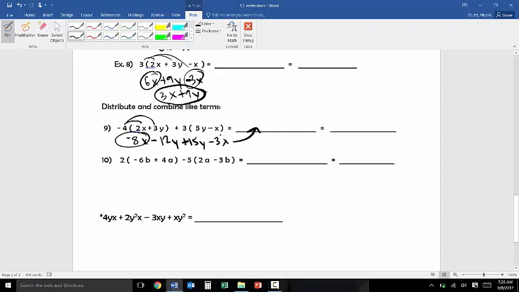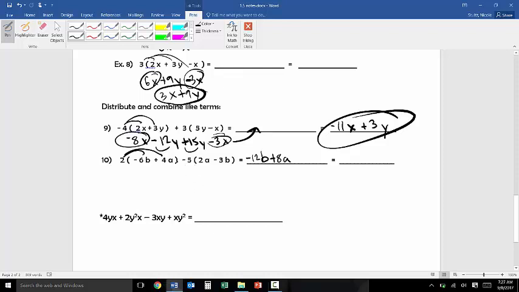So I see an x and an x. Negative 8 minus 3 gives us negative 11 x's. And negative 12 and 15 gives us a positive 3y. Same thing with number 10. Go ahead and distribute. You're going to get negative 12b plus 8a.